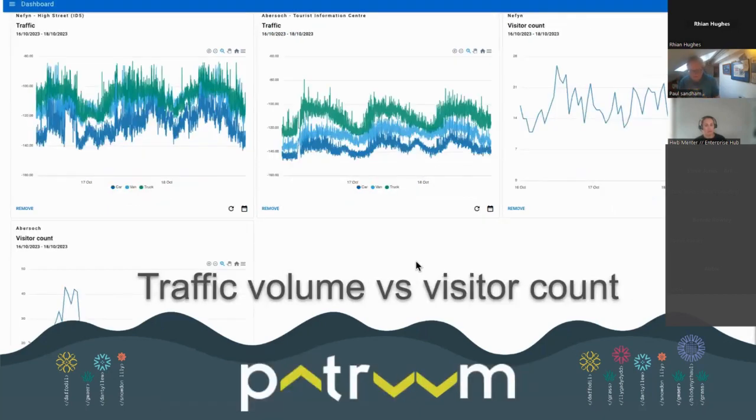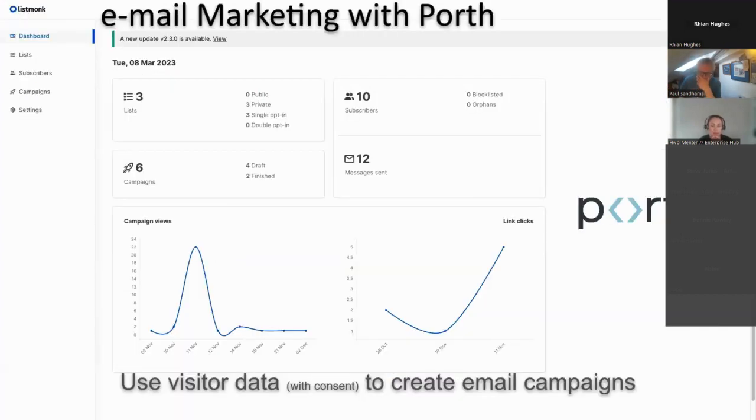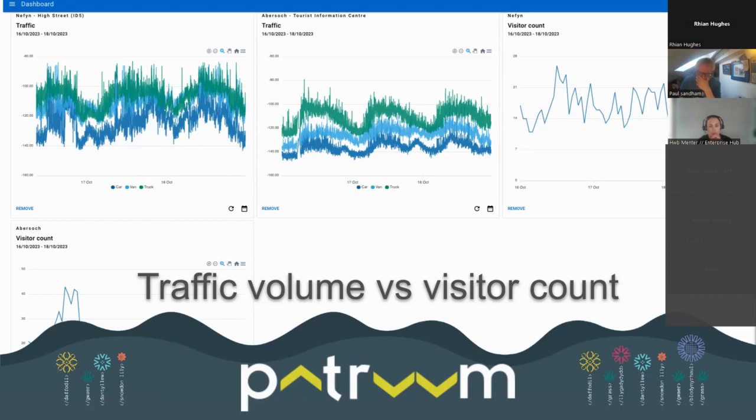Right. Now, what we're trying to do with the system is give insight. And so what I've done here is pull down 4 cards for these 2 places, for Nevin and Abersoch. So I've got the traffic data and I've got the visitor count data. The period is from the 16th of the 10th to the 18th of the 10th. And I've got 2 very different metrics. One is about people, one is about vehicles. There is another metric, which I'm not going to go into more detail on, which is the visitor metric of people who are in the place for less than 5 minutes. So that's the traffic volume versus visitor count, comparing different metrics about a place together.